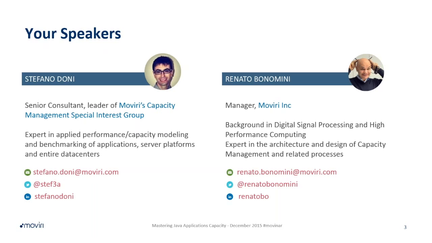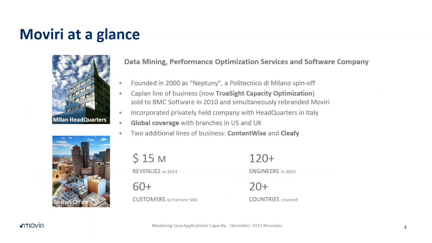At this point, let's also spend a few words about Moviri itself. We are a data mining, performance optimization services and software company founded in the year 2000 as Neptuni, that was our former name, and we were a spin-off of the Polytechnic of Milan in Italy. For those of you familiar, when we were Neptuni, we had this product called Kaplan, which is now named TrueSight Capacity Optimization. We sold it to BMC Software back in 2010, and at that point we rebranded into Moviri.